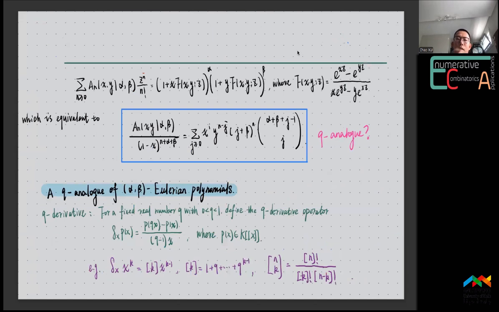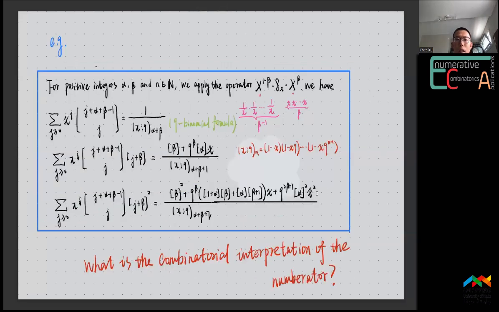Next we consider the q-analog case. We first notice that this generating function can be rewritten as a rational generating function, and we consider the derivative that generalizes the classical derivative with the following notations. We consider this example, and we find that using the operators x, beta, delta, x and x minus beta, we derive the numerators. So what is the combinatorial interpretation of the numerators?